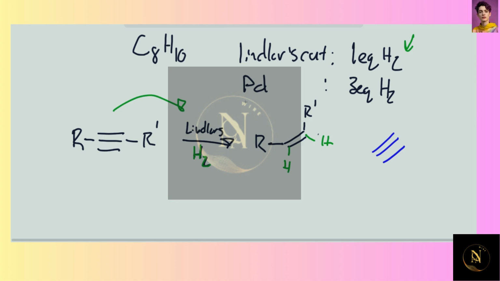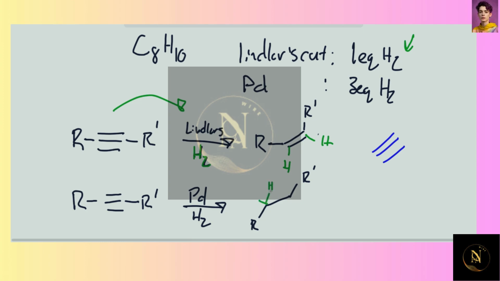Okay, now let's look at this other catalyst. That's hydrogen on palladium. If we have an alkyne and react it with hydrogen over palladium, we will actually go all the way to having not just the alkene, but the alkane, right? So if we have an alkyne and we react it with hydrogen over palladium, it's going to add 2 equivalents of hydrogen.